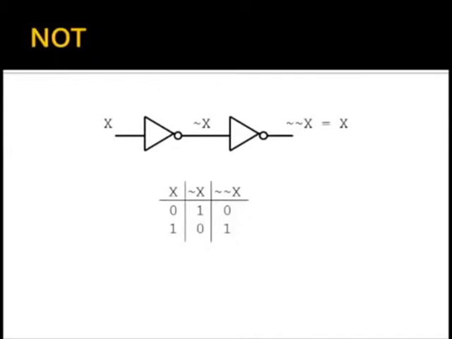Notice that if we put two inverters together, the output of the first is NOT X, and the output of the second will be NOT NOT X, which is just going to get you back to X. So here's your first Boolean identity, NOT NOT X is equal to X.